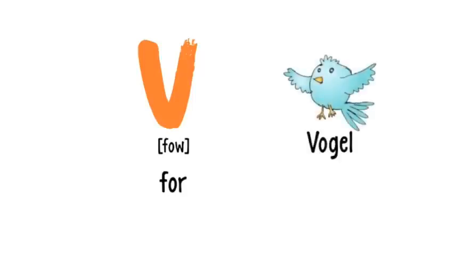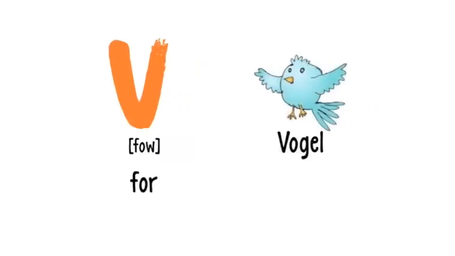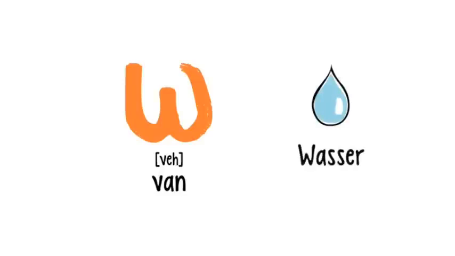V is pronounced like the F in the word for. In German we have the word Vogel, which means bird. The next one is W, which sounds like the V in the word van. The German word with the letter W is Wasser. Wasser, which means water.